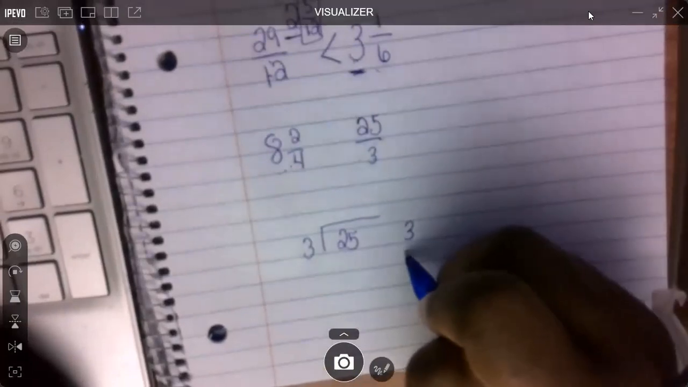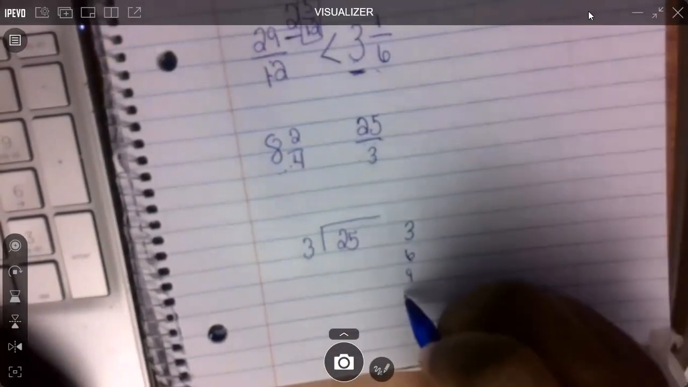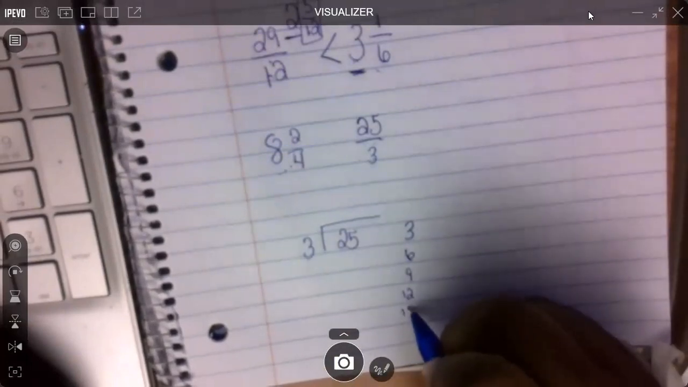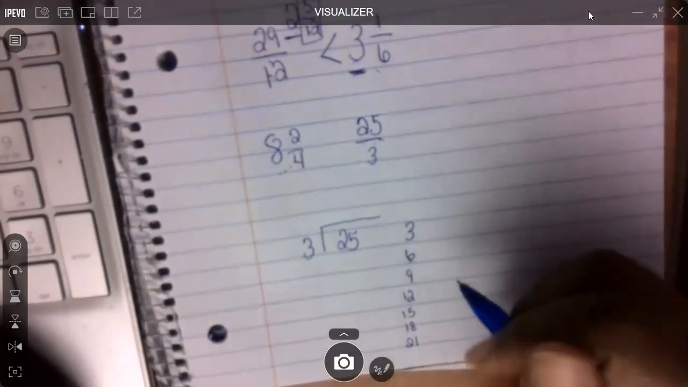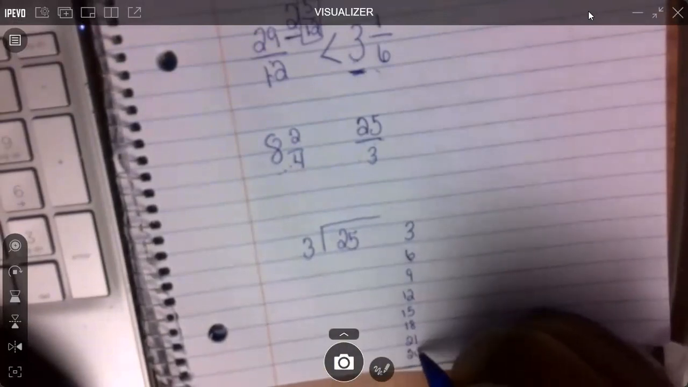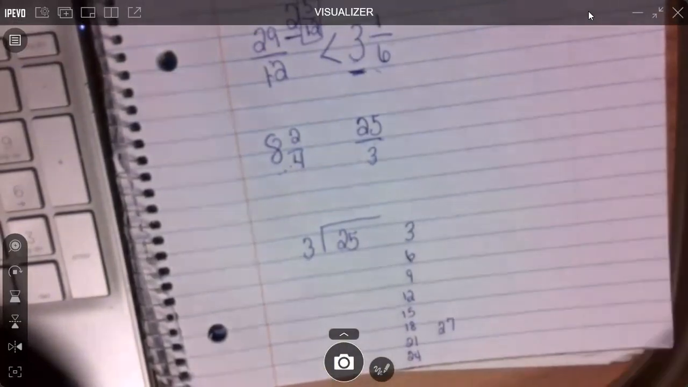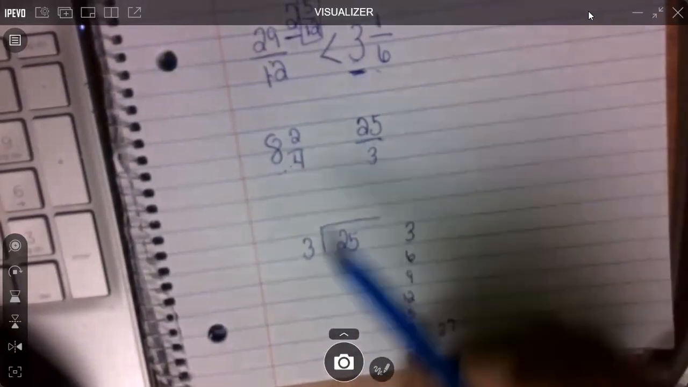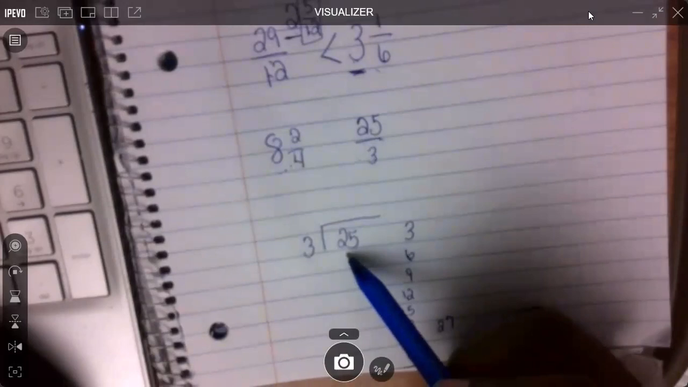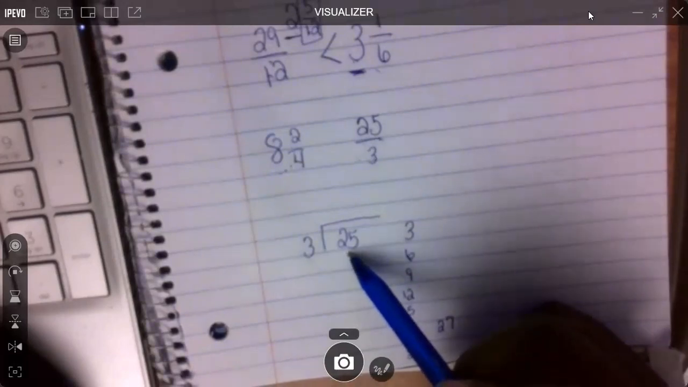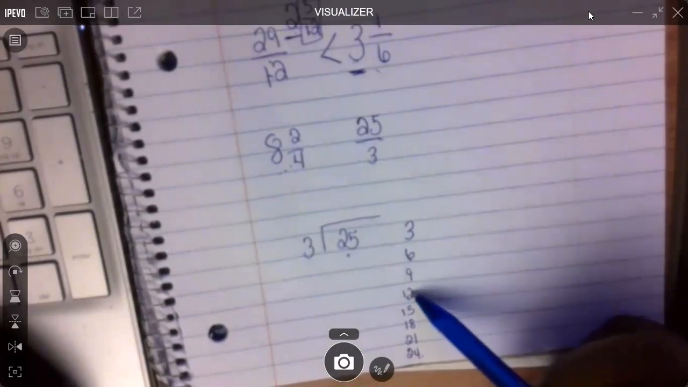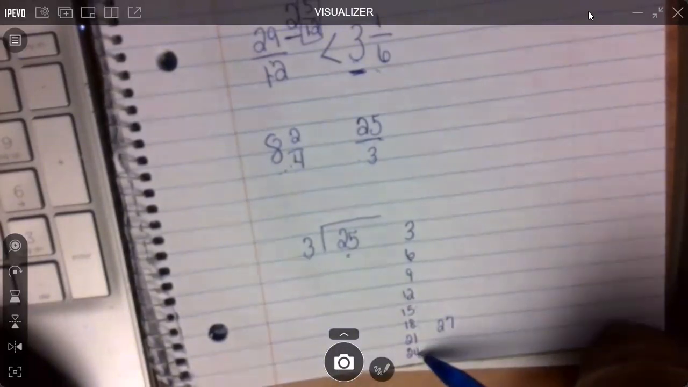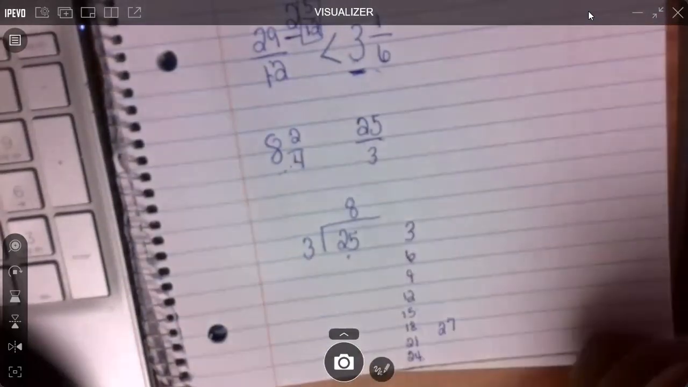So I have 3, 6, 9, 12, 15, 18, 21, 24, 27. So I'm going to start with my dividend. I'm going to ask myself, what's the closest I can get to 25 without going over? 24. Then I'm going to count how many groups that is. 1, 2, 3, 4, 5, 6, 7, 8. 8 goes in my quotient.